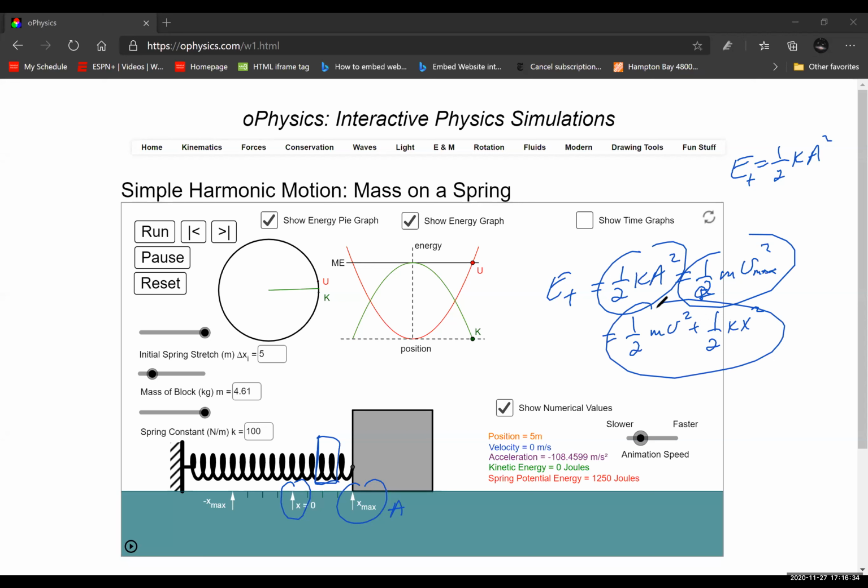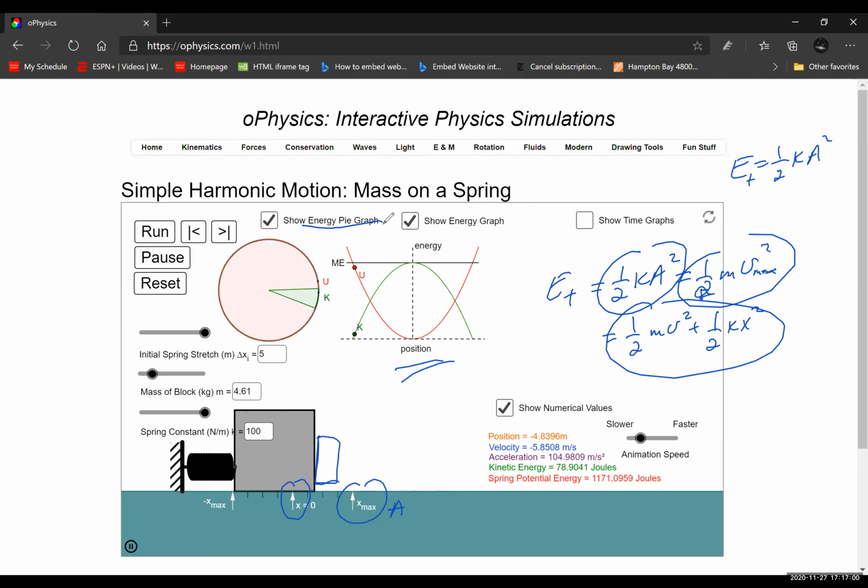Looking at the simulation, you can see that you have two graphs. One gives you the energy graph in terms of kinetic and potential, right here. The other one is kind of like a pie graph, showing where you have kinetic and where you have potential, and when you convert from kinetic to potential. So let me run it slowly so you should be able to see it.